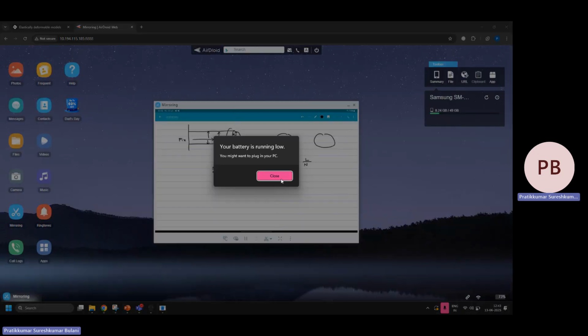My battery, the charger. Plug it in fully.